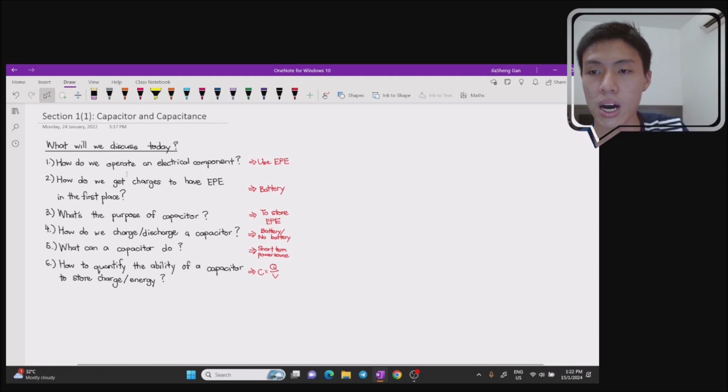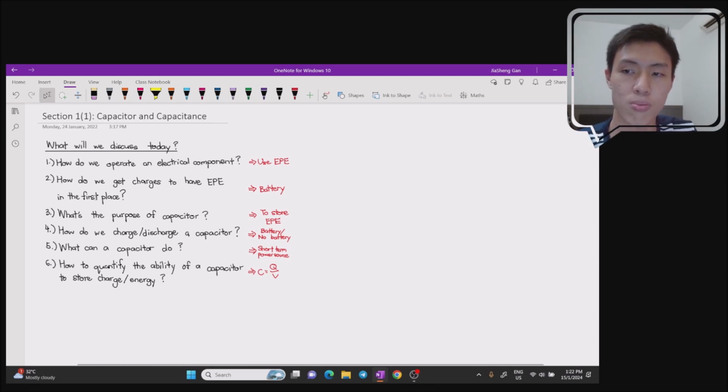So we'll think about how we get charges to have electric potential energy in the first place. We know that we'll be using electric potential energy to operate an electrical component. So once the charges possess the electric potential energy with the help of the battery, we will use that energy to operate the electrical component. So you get a rough idea of how a modern day electric circuit generally works.